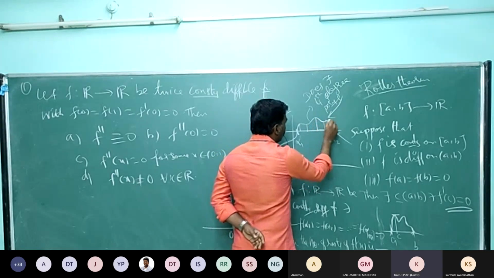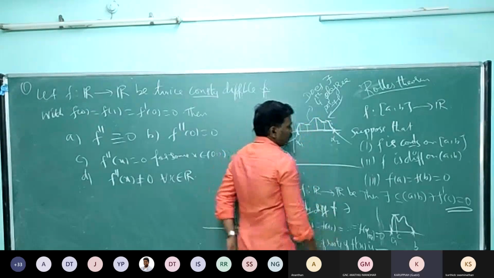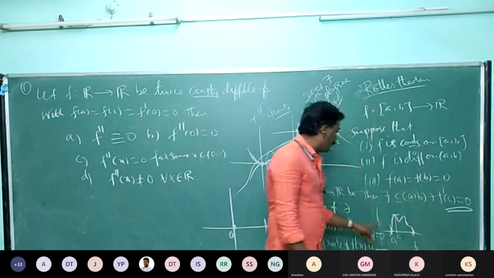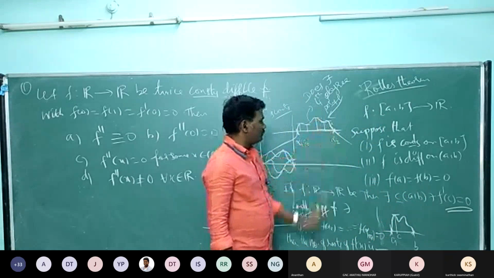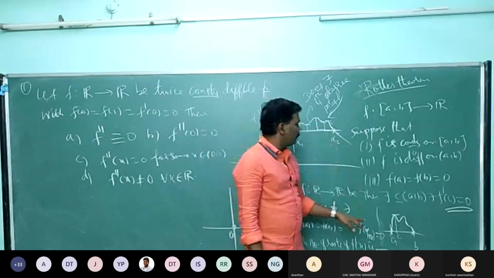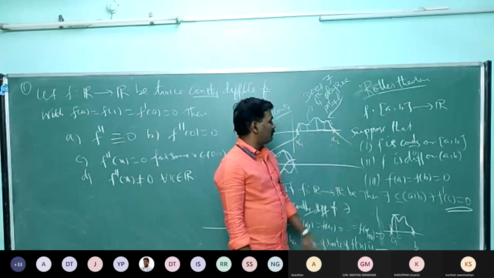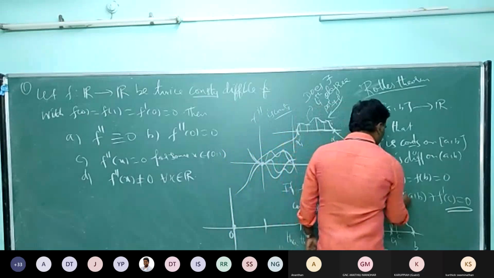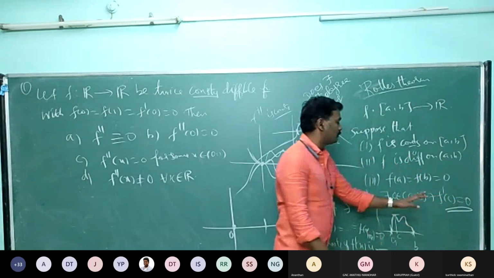So parallel to the x axis, wherever the tangent is parallel to the x axis: if f of a equals f of b equals 0, that is, a smooth continuously differentiable function with f of alpha 1 equal to f of alpha 2 equal to 0, then there exists c belonging to (a, b) such that f prime of c equals 0.